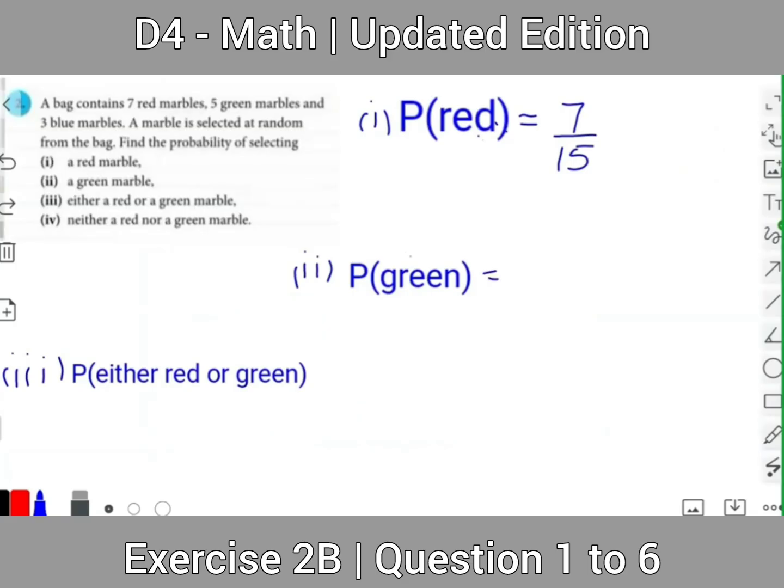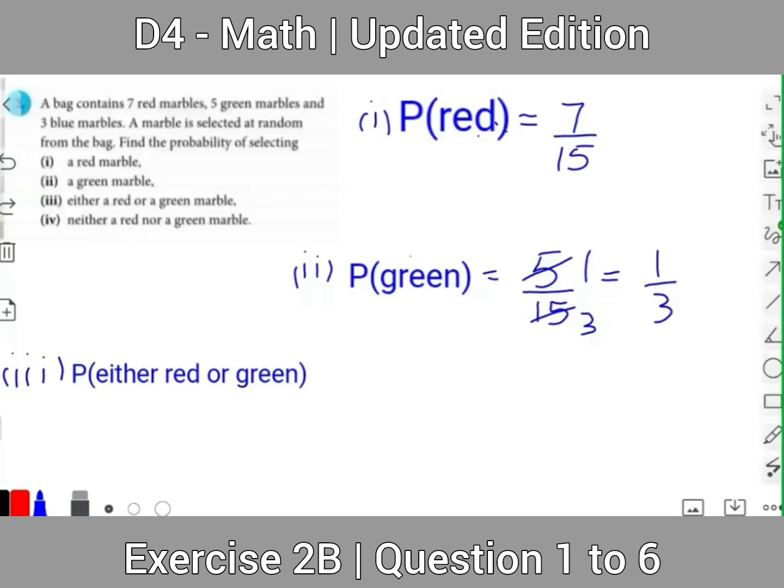In part 2, we have to find out that the marble is green, so the number of green marbles is 5 and the total number of marbles is 15. And after simplifying, it will give us 1 over 3. So the probability that a marble is green will be equal to 1 over 3.